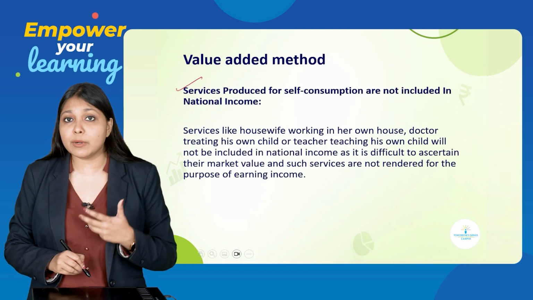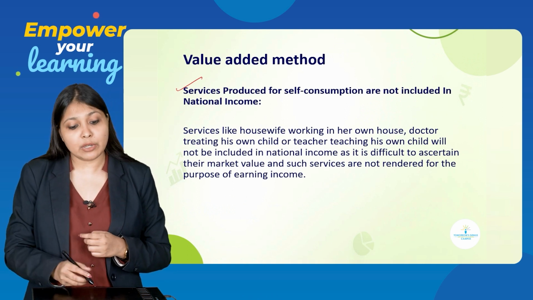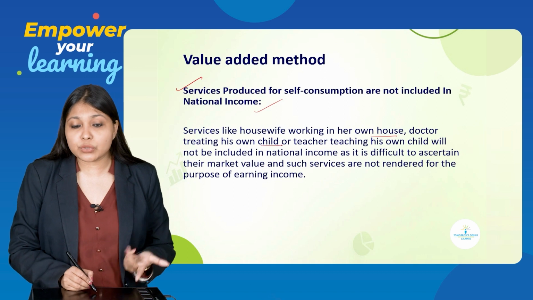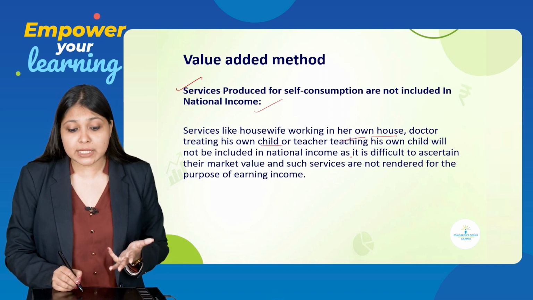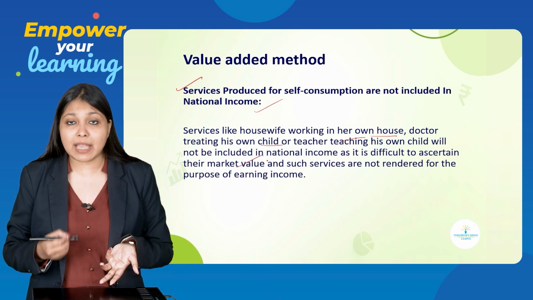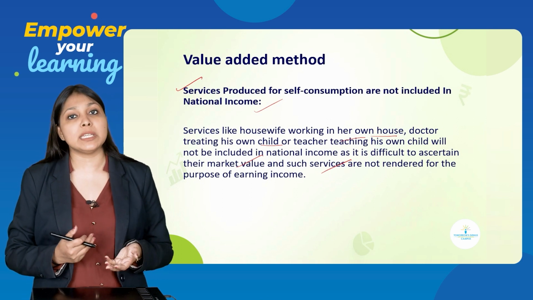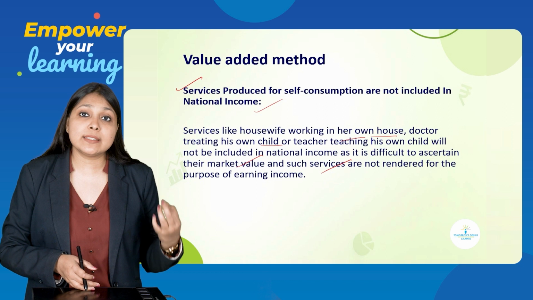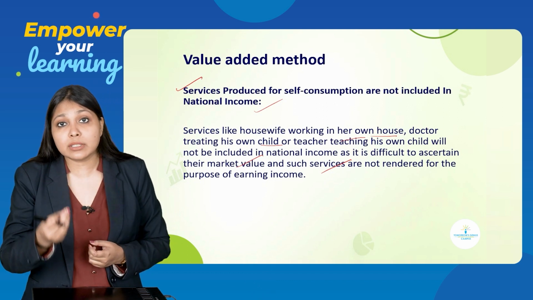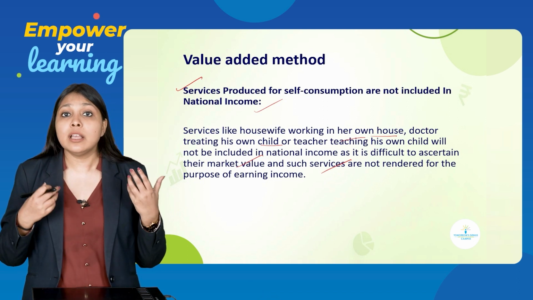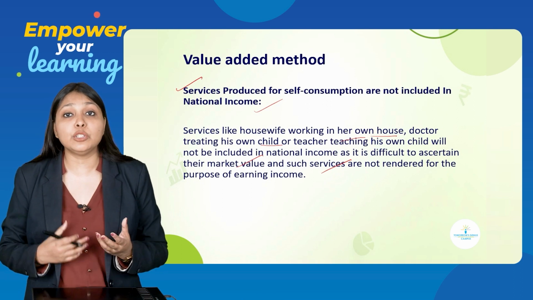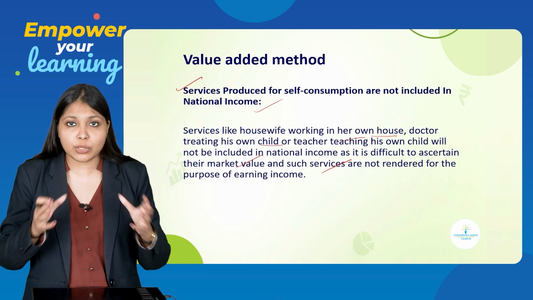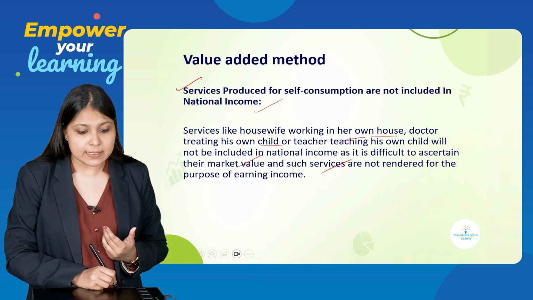Now, what about services? What about the services produced for self-consumption? They will not be included in national income. Services like a housewife working in her own house, a doctor treating his own child, a teacher teaching his own child will not be included in national income, since it is difficult to ascertain their market value and such services are not rendered for the purpose of earning income. So if a teacher is teaching his own kid, a doctor is treating his own kid, a lawyer is fighting for a relative, it becomes very difficult to find out the market value of these services, and hence we prefer not to include the value of services produced for self-consumption.